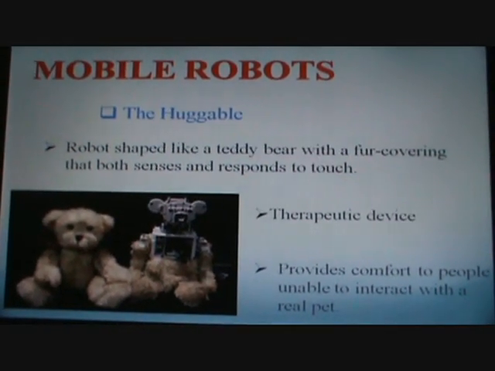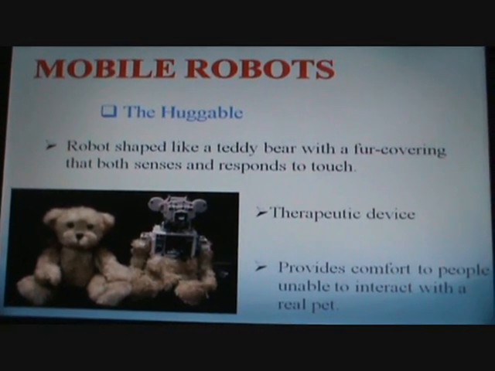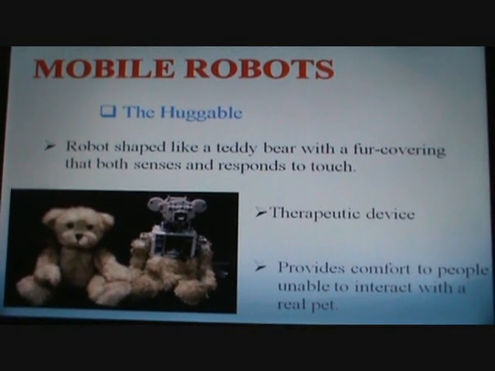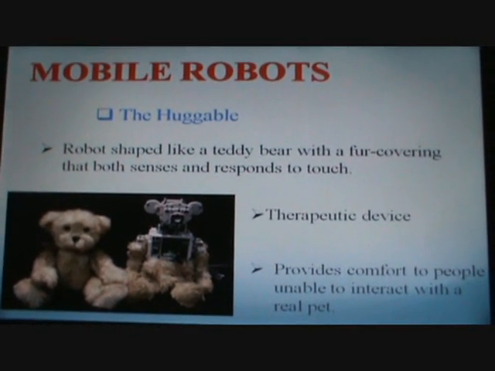And continuing on, we have the Huggable. It's a robot that's shaped like a teddy bear, and it has fur covering and everything, and it senses and responds to touch. It's used as a therapeutic device, and it provides comfort to people who are unable to interact with a real pet.